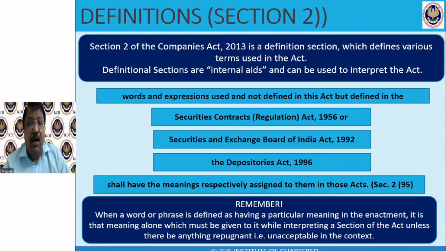When a word or phrase is defined as having a particular meaning in an enactment, it is that meaning alone which must be given to it, unless there is something repugnant, unacceptable in that. For example, certain words will apply only to one gender. Suppose it amounts to using it for another gender, it may be repugnant. In that case, you have to ignore it.